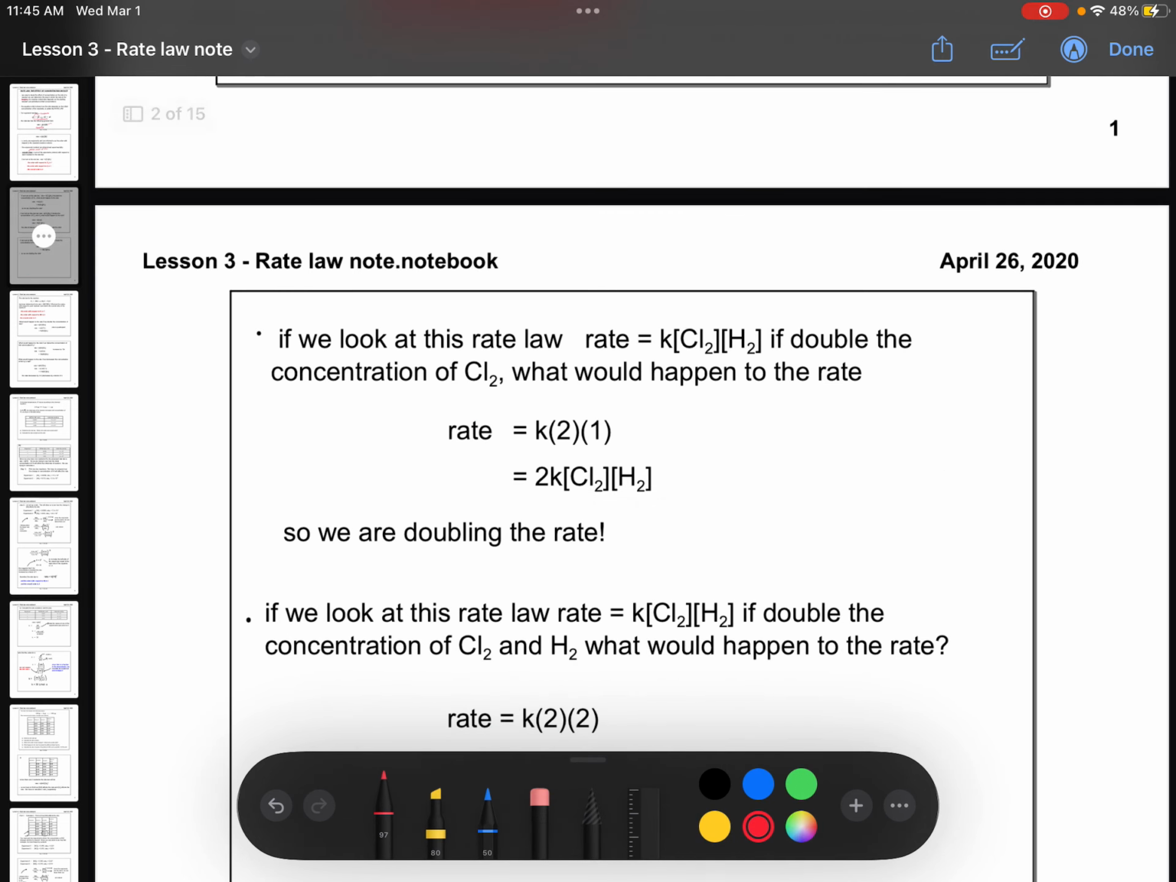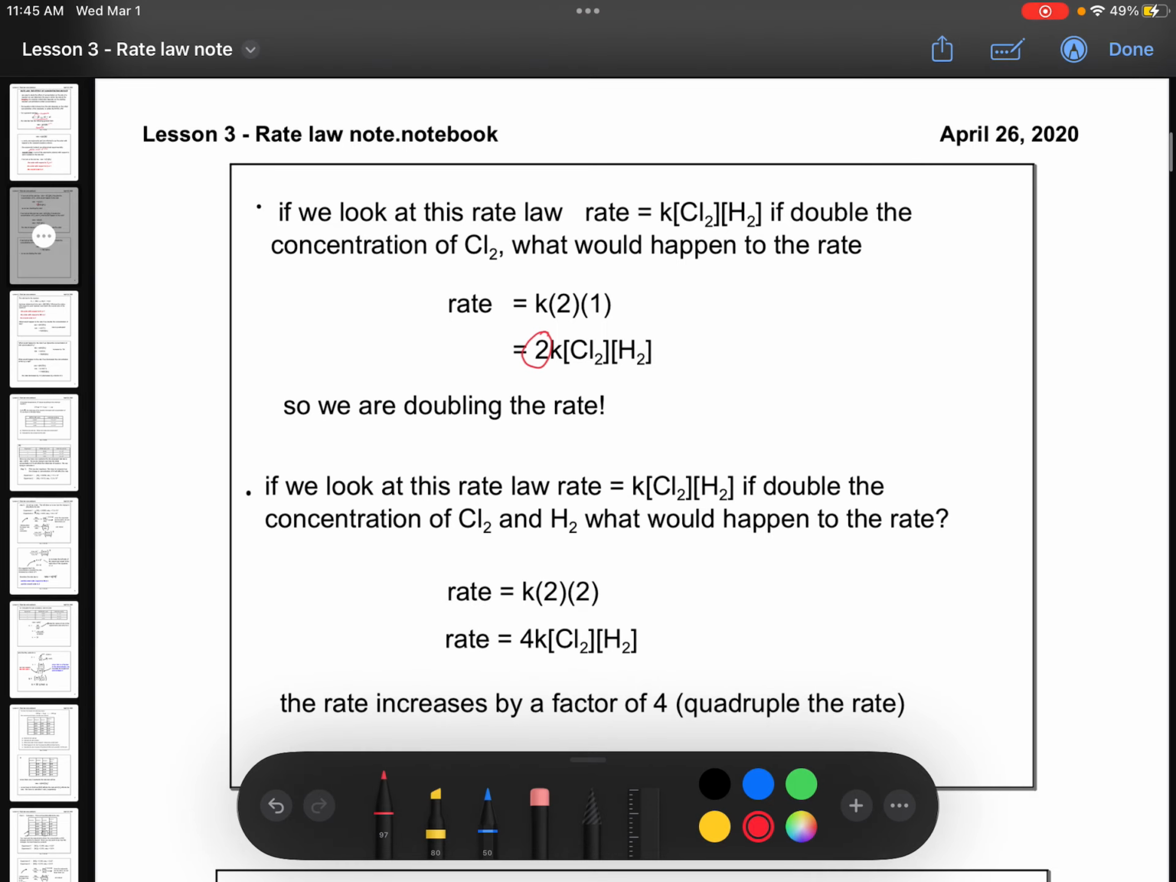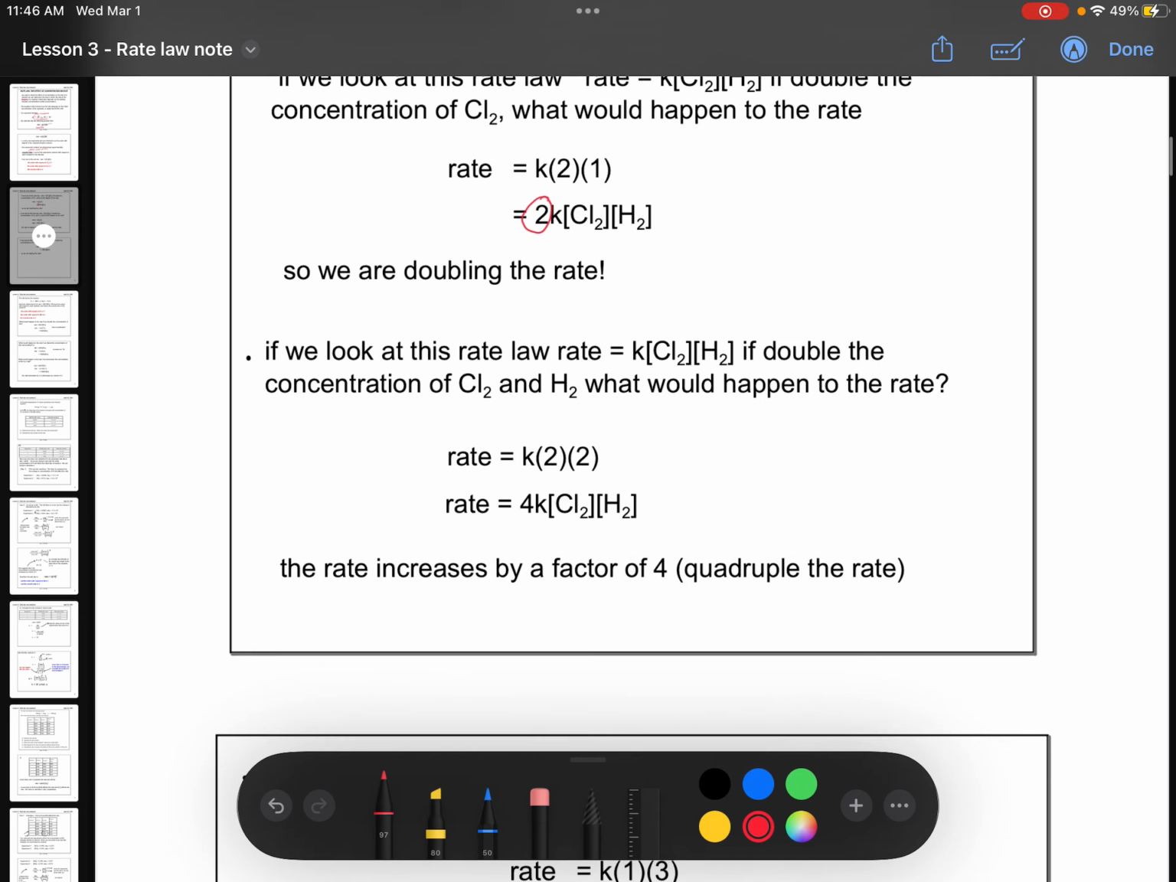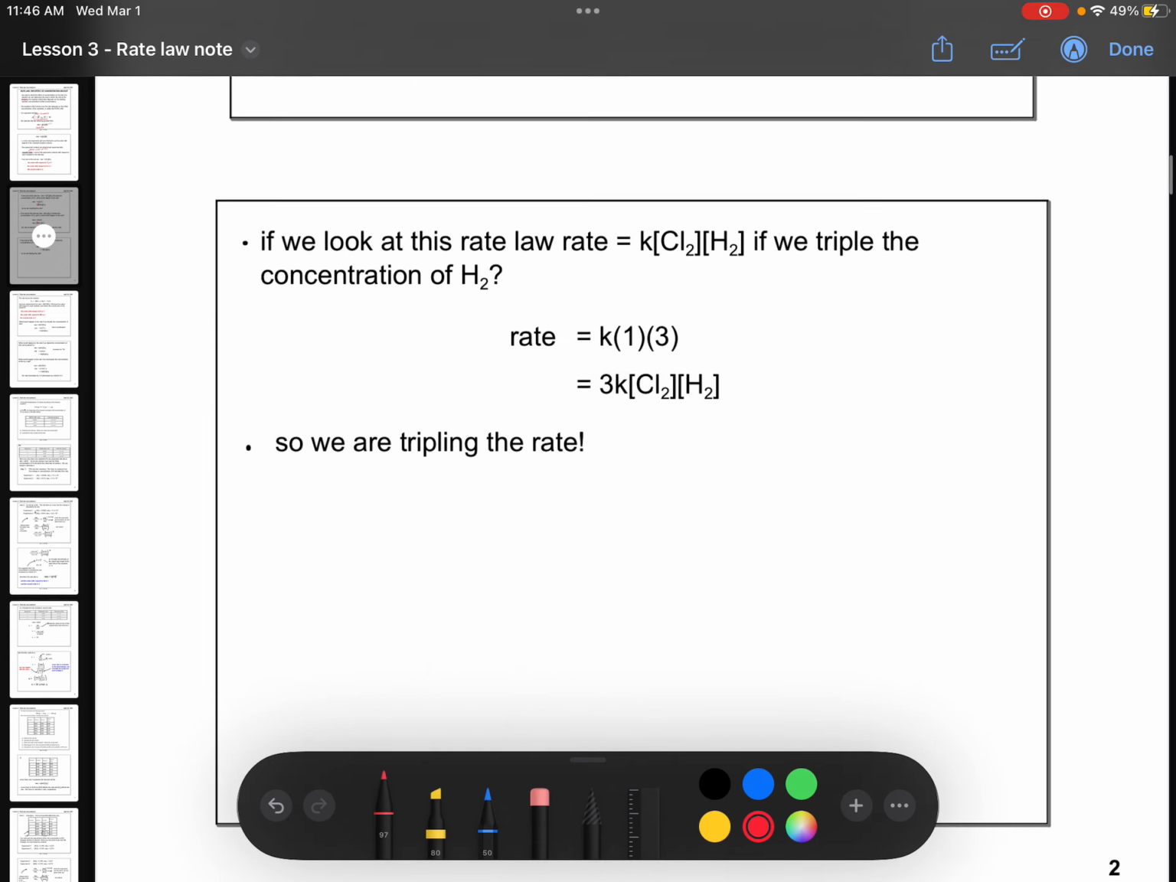If we look at this rate law that we just saw, if we doubled the concentration of CO2, what do we think would happen to the rate? If we doubled only CO2, then we're doubling the rate, so you can see that we are now doubling that constant. If we double the concentration of H2 and Cl2, that means we would be doubling both, so now we doubled the entire thing, so now it's 4. The rate increases by a factor of 4, which is quadrupling the rate.